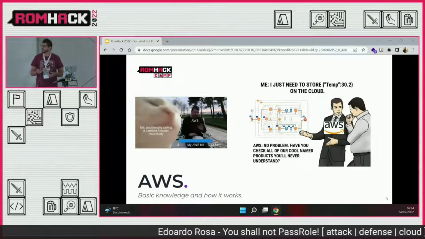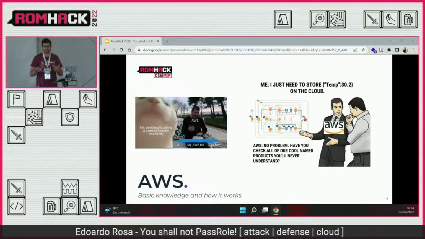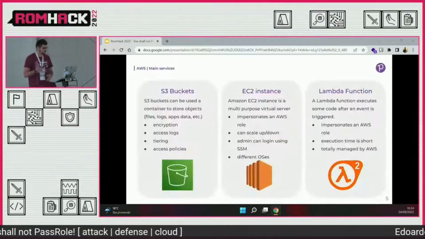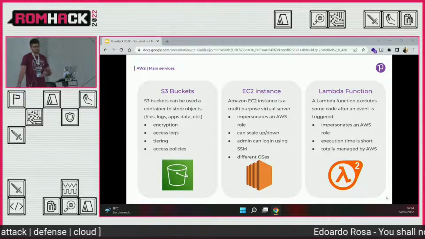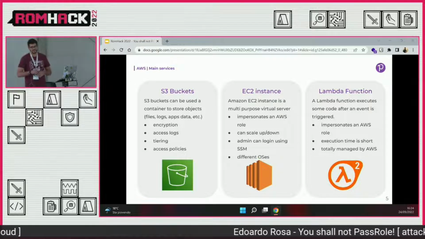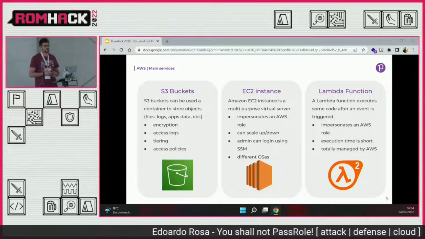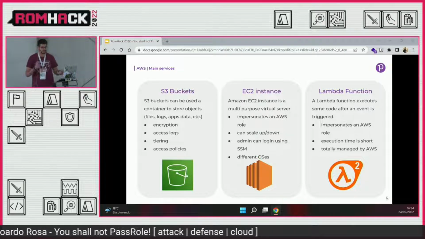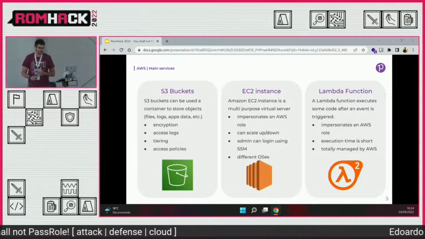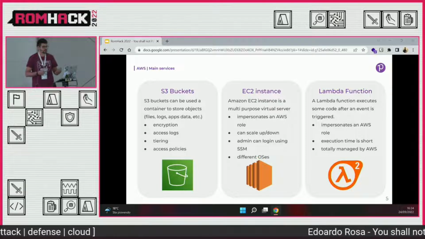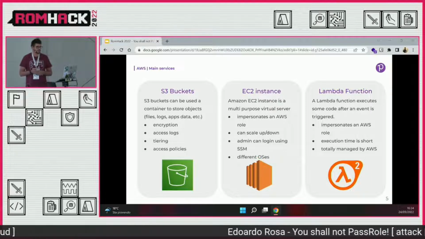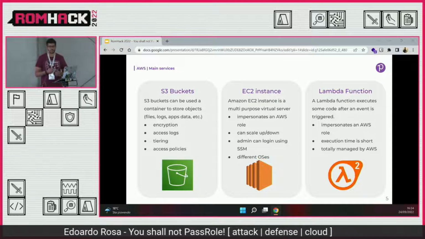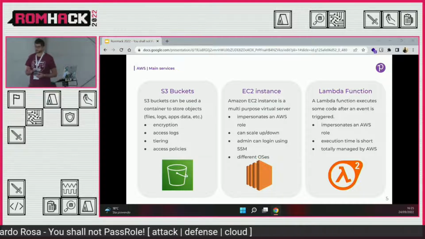You may know AWS, but for some of you that haven't used it, here is a quick, gentle and brief introduction. Amazon Web Services, AWS, is a comprehensive cloud computing platform that offers a plethora of services that may include software as a service, infrastructure as a service, platform as a service, etc. The most used services are Simple Storage Service, S3, Elastic Compute Cloud, EC2, and Lambda function.